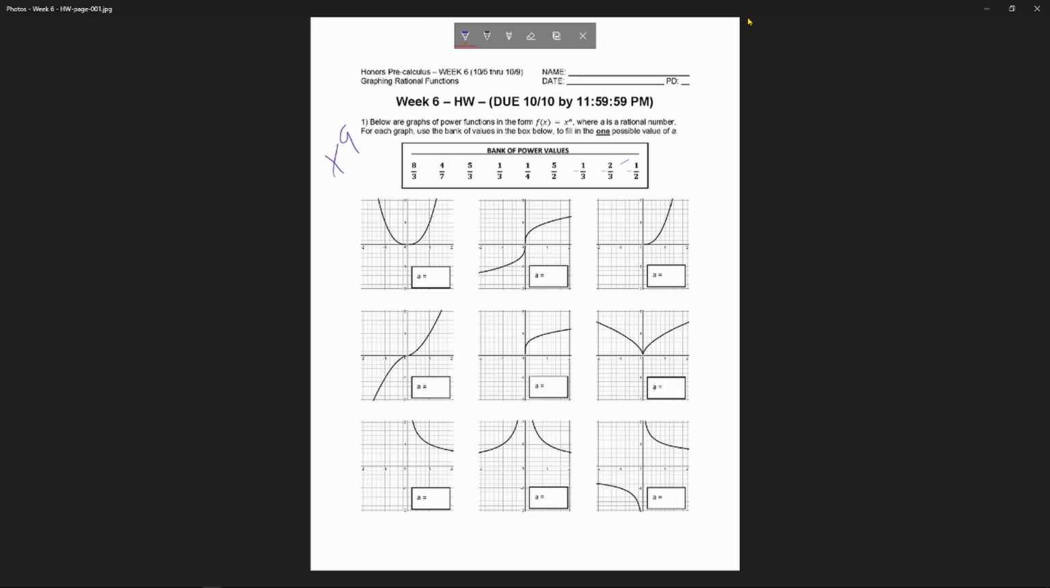So for this first one, well actually, what I like to do first is go ahead and mark all the even functions. And again, all the even functions are symmetrical across the y. So this would be even, this one would be even, and this one here looks to be even. Next, mark all your odds. This one's odd, this one is odd, and this one here is odd. And this one's neither.